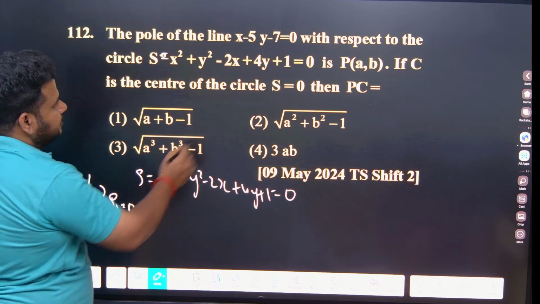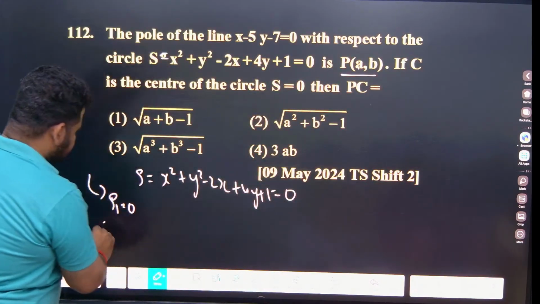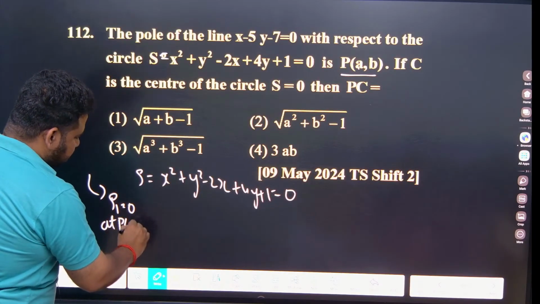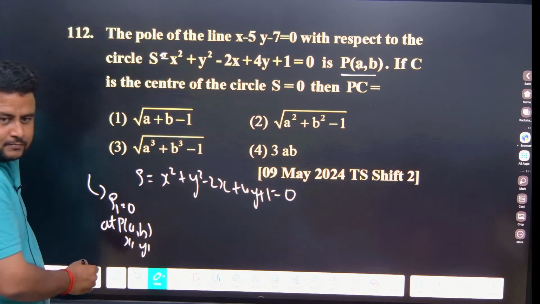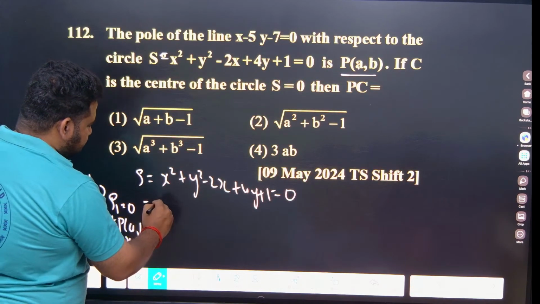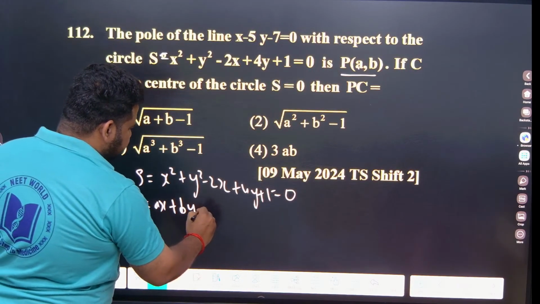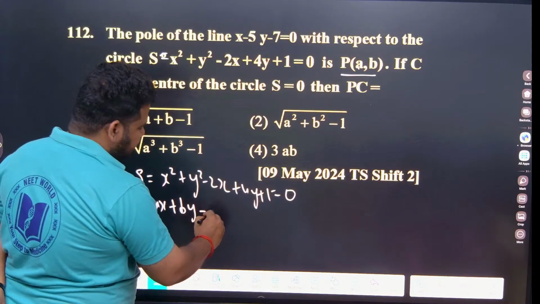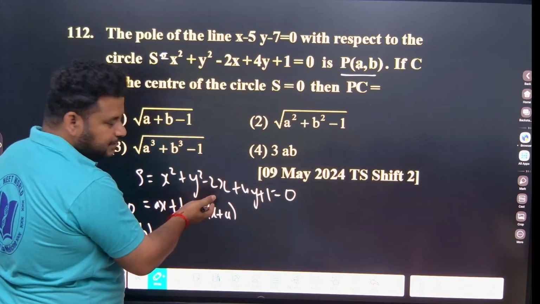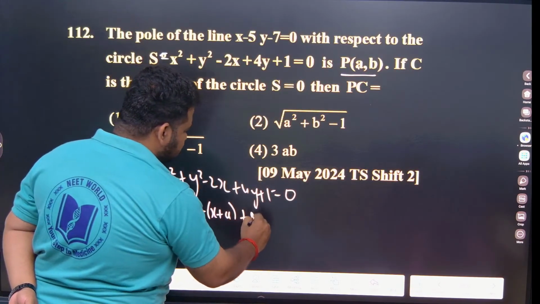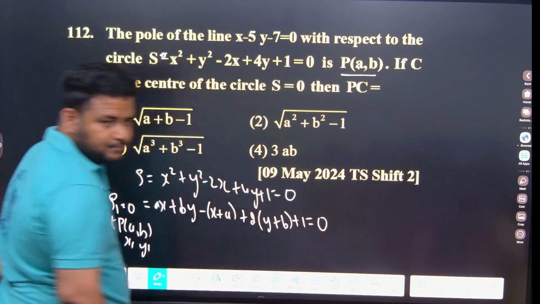S1 is equal to 0, I should take at the point. Polar is what? Pole is what? P(a, b). S1 is equal to 0 at P(a, b). So instead of writing xx1, I should write x into a, where x1, y1 is a, b. Here I should write ax plus by minus, the 2 will not be there, x plus a. Correct? 2 will be divided by 2, plus 2 into y plus b plus 1 is equal to 0.